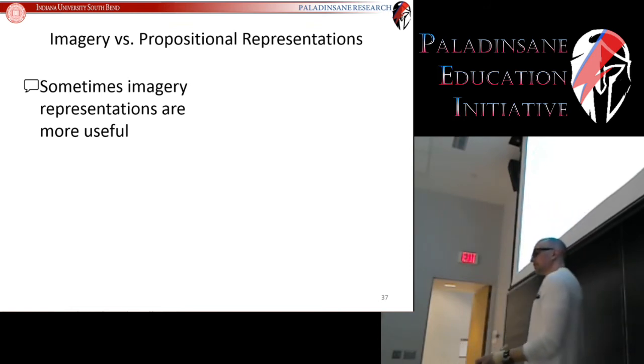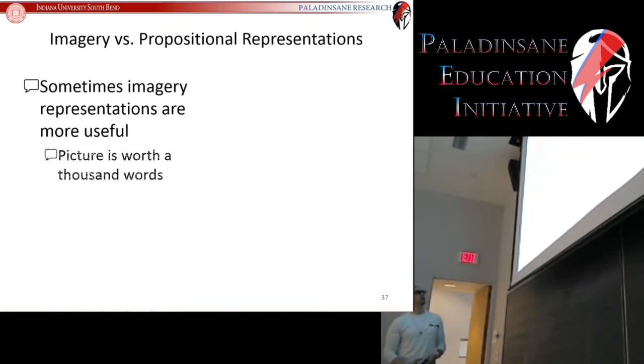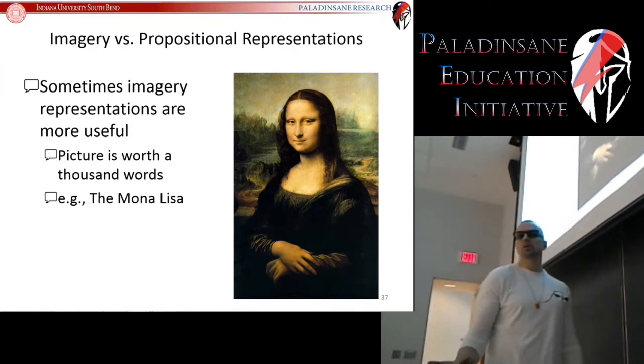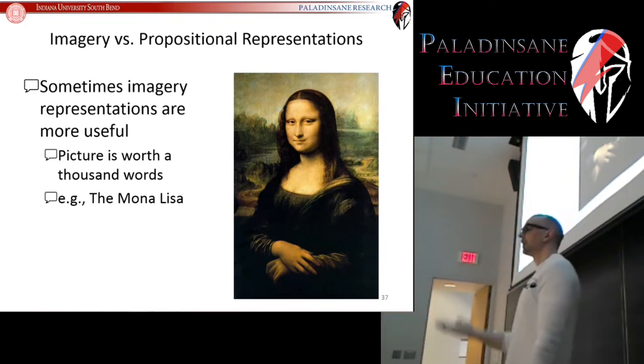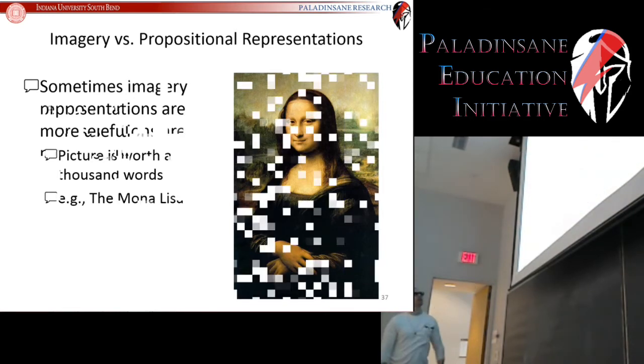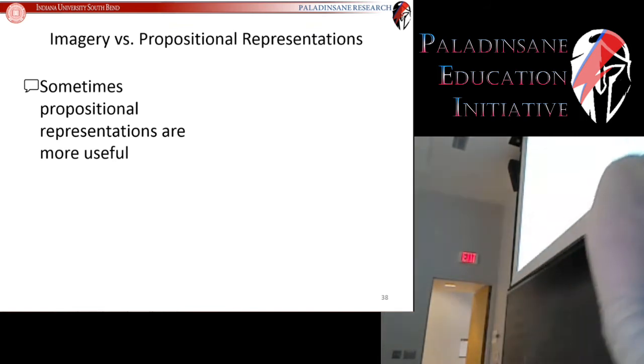So sometimes imagery representations would be beneficial. They probably would be more useful. We've captured this in the idea that a picture is worth 1,000 words. It's easier to show somebody a description of somebody if you have a picture of them, right? Rather than give them a whole list of propositions in order to describe who somebody is. Sometimes propositional representations are actually more useful.